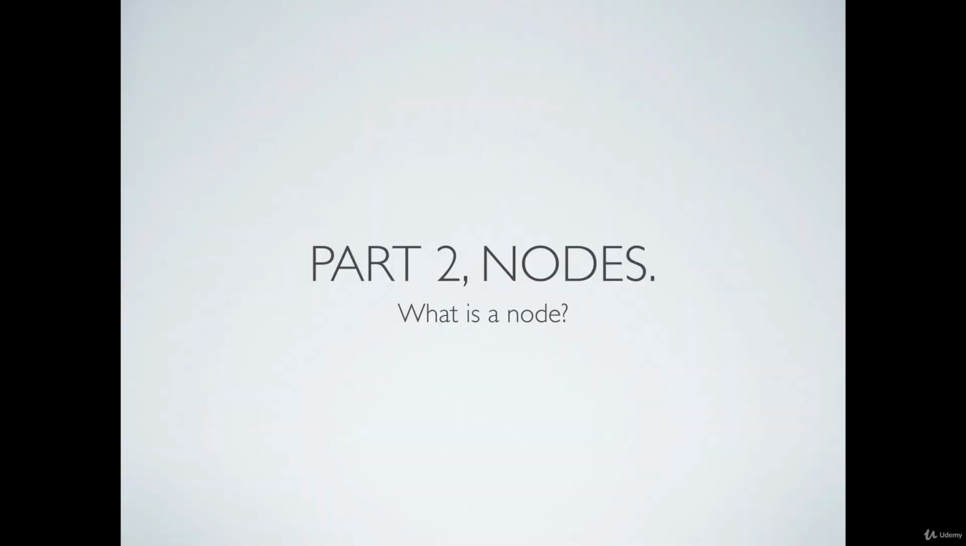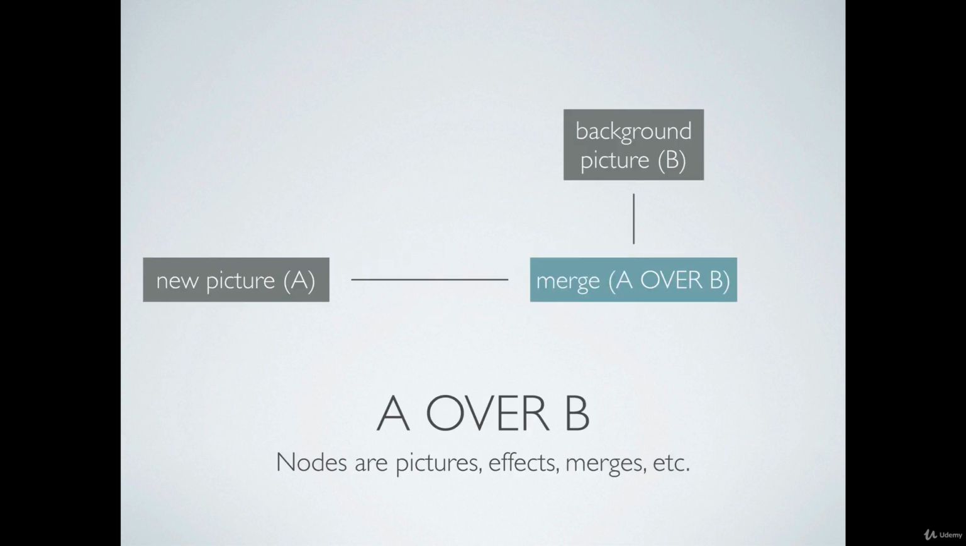One of the core concepts of Nuke: what is a node? This is an easy-to-understand diagram of the basics of nodes. Moving away from layers, this is how nodes work. You can see here a background picture would be B, and it's inside of the square, and the square itself is the node. Same on the left side, you see another picture in a gray box.